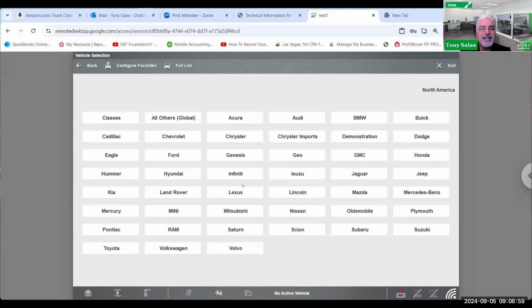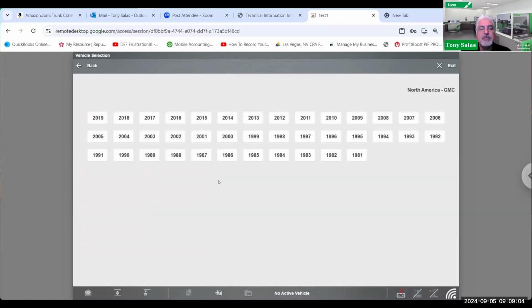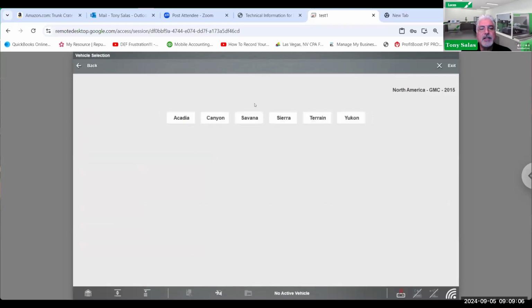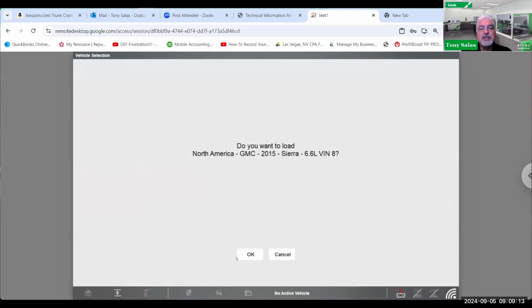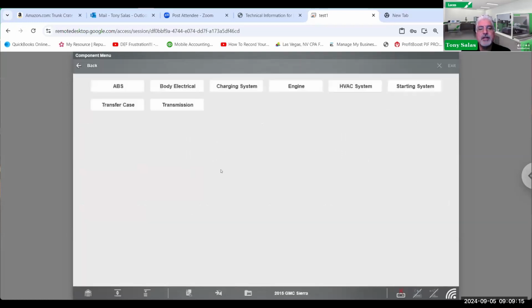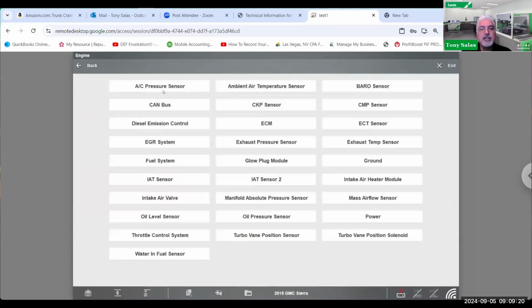However, in tooling with the scan tool, for example, I'm going to pick a GMC, and I'm going to pick a 2015. In this case, this will be a Sierra with a 6.6. Let's see, do I have a 6.6? Yes, I do. And in this case, I want to load the 6.6, which is the Duramax, as you all know. Now, when I click on engine here, you're going to see that the sensors that we do provide and the other information we do provide is all product specific. In other words, when you're looking here at the 6.6, this actually pertains to the 6.6 Duramax.